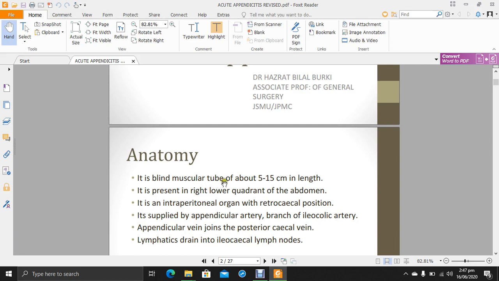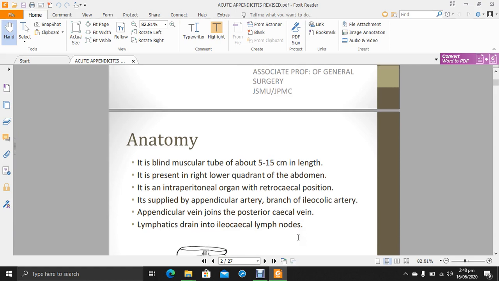The appendix is a blind muscular tube of about 5 to 15 centimeters in length, and it is present in the right lower quarter of the abdomen. It is an intraperitoneal organ with a retrocecal position. It is supplied by the appendicular artery, which is a branch of the ileocecal artery, and the appendicular vein joins the posterior cecal vein. Lymphatics drain into the ileocecal lymph nodes.